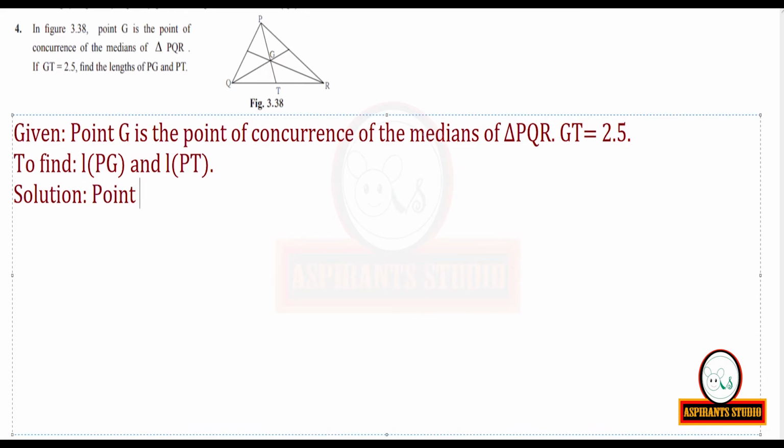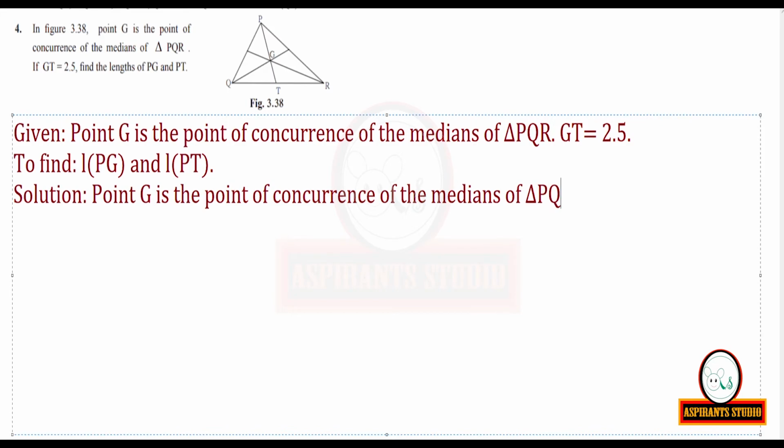Coming to the fourth one. Given point G is the point of concurrence of the medians of triangle PQR. GT is given to be 2.5. You have to find the lengths of PG and PT.